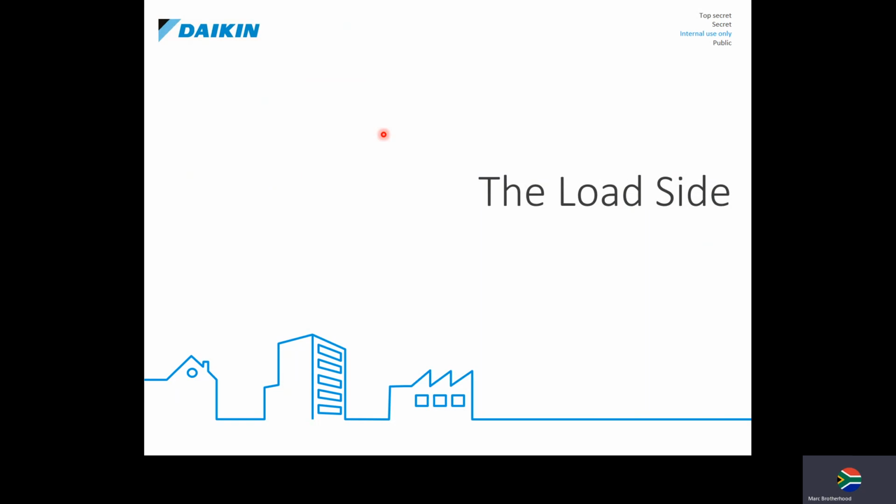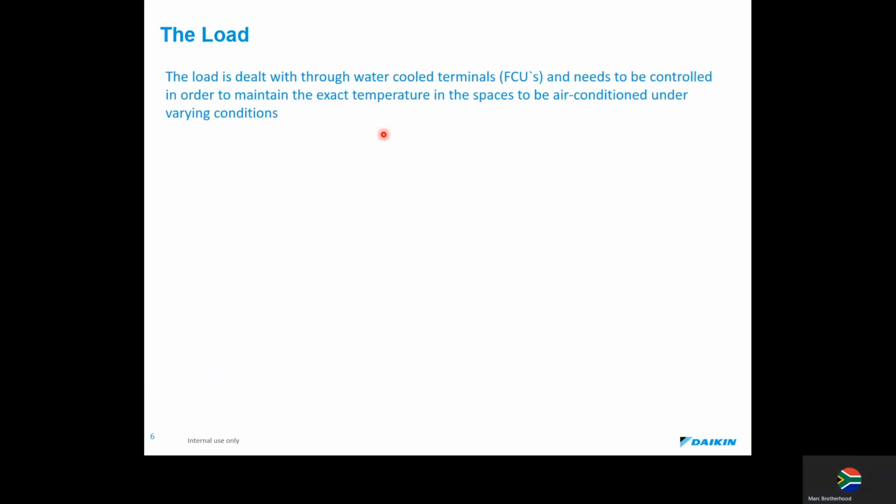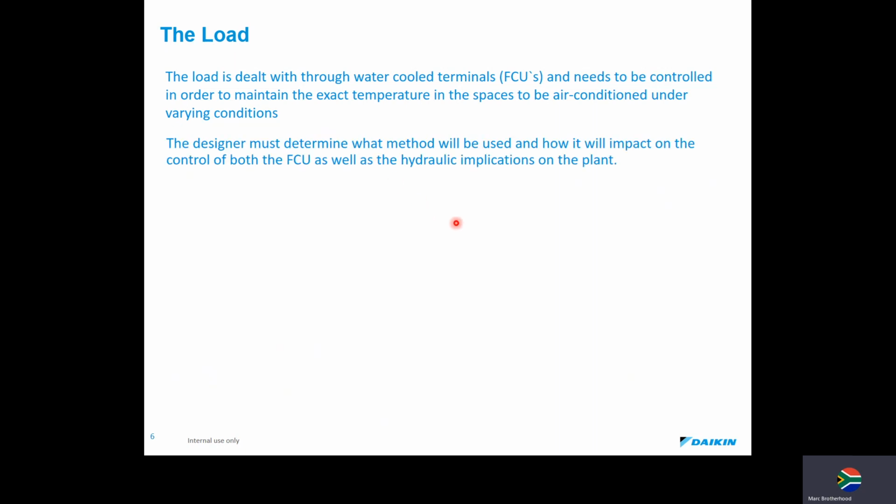Let's break this down a bit now and let's look at the load side. The load is dealt with through water-cooled terminals or fan coils, or could be big air handlers, and needs to be controlled in order to maintain the exact temperature in the spaces to be air-conditioned under varying conditions. The designer must determine what method will be used and how it will impact on the control of both the fan coil unit as well as the hydraulic implications on the plant.